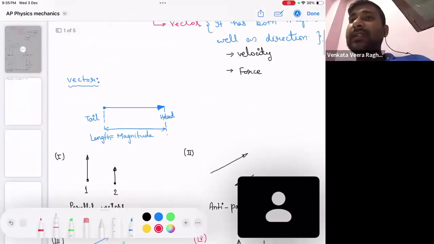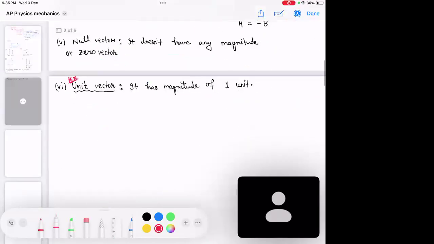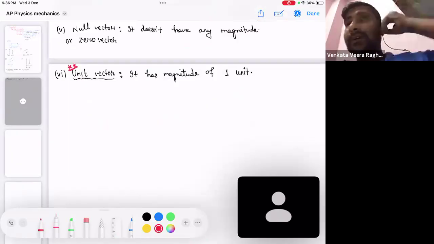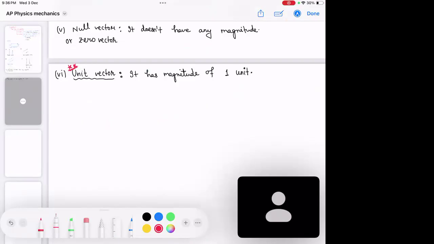So these are some of the examples of types of vector quantity. Is that clear till now? Please tell me. Yes, sir. Are all of you clear about this, or is there any confusion or doubt till now? Clear, sir.